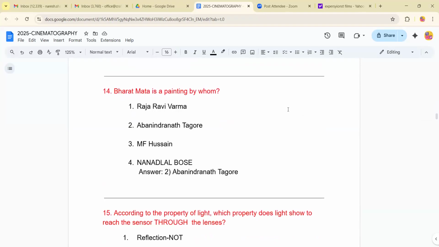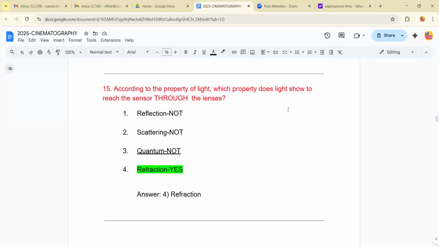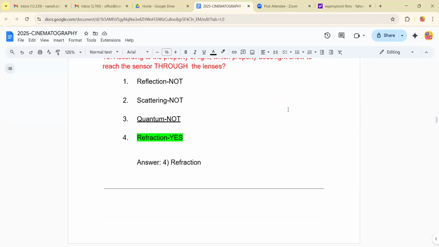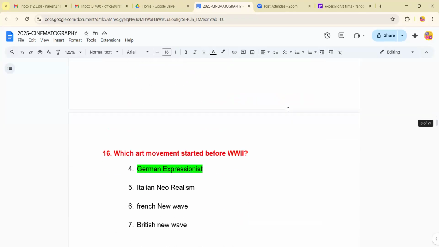Bharat Mata is a painting by whom? Rabindranath Tagore is the correct answer. Again, a bit tricky question. According to the property of light, which property does light show to reach the sensor through the lens? So it is a refraction through the lens, and hence the light reaches the sensor or picture negative. So refraction is the correct answer.